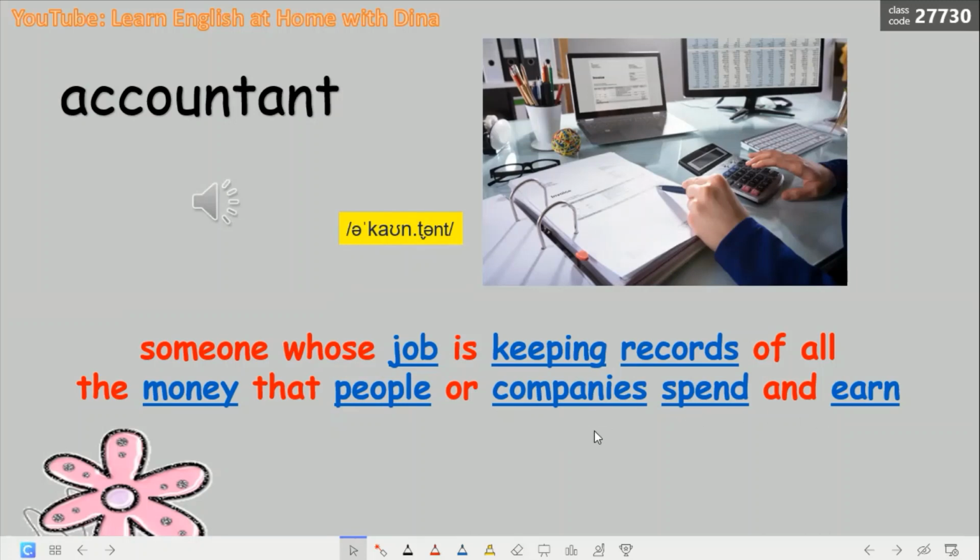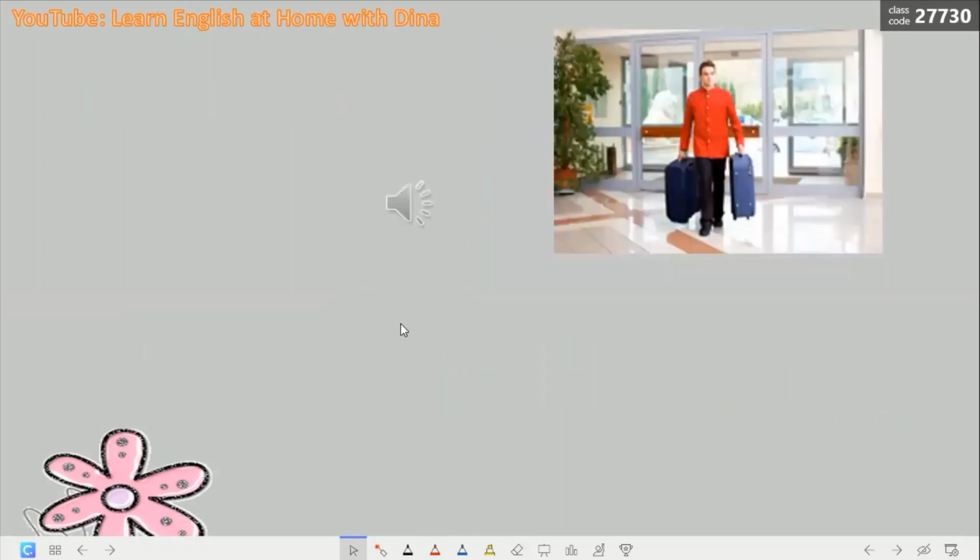Companies spend and earn. Okay? Accountant. The stress is on this syllable. Accountant. Great. Let's move on.